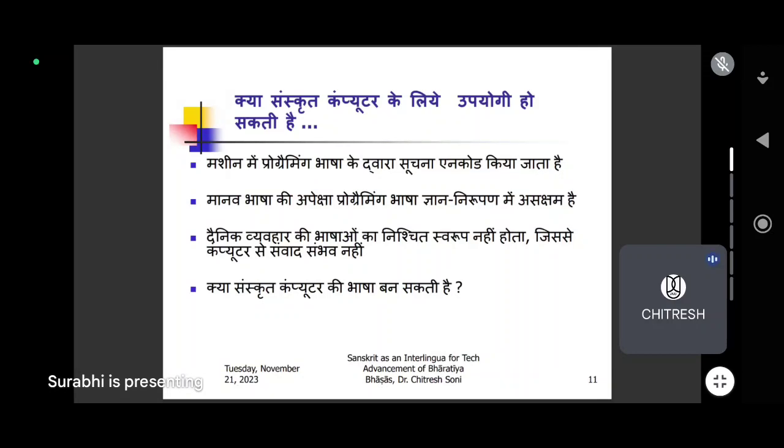These programming languages are not interpretable, and these human languages are ambiguous, that there can be a lot of meanings। दैनिक व्यवहार की भाषाओं का निश्चित स्वरूप नहीं होता है। They are also not very much structured, जिनसे कंप्यूटर से संवाद संभव नहीं है। If it's not structured, if the structure of that language is not already given to the computer, it cannot be the language of the computer। But now the question comes, क्या संस्कृत कंप्यूटर की भाषा बन सकती है?